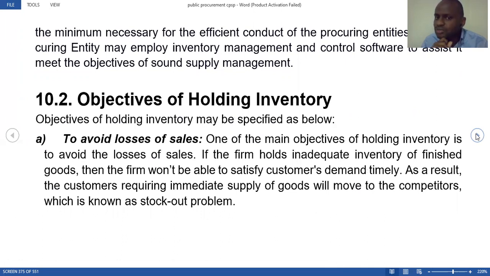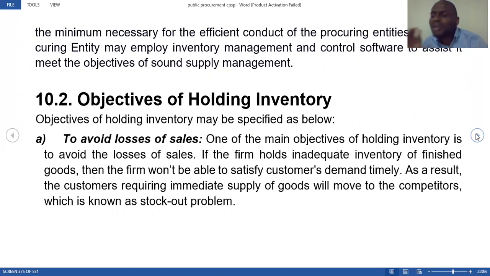So what are the objectives of holding inventory? Remember, when we are talking about holding inventory, we are talking about optimum inventory that is held by the organization. So you're not supposed to have overstock or understock. You need to have at least optimum stock. So one of the objectives is to avoid losses of sales. Sometimes you get unplanned demand.